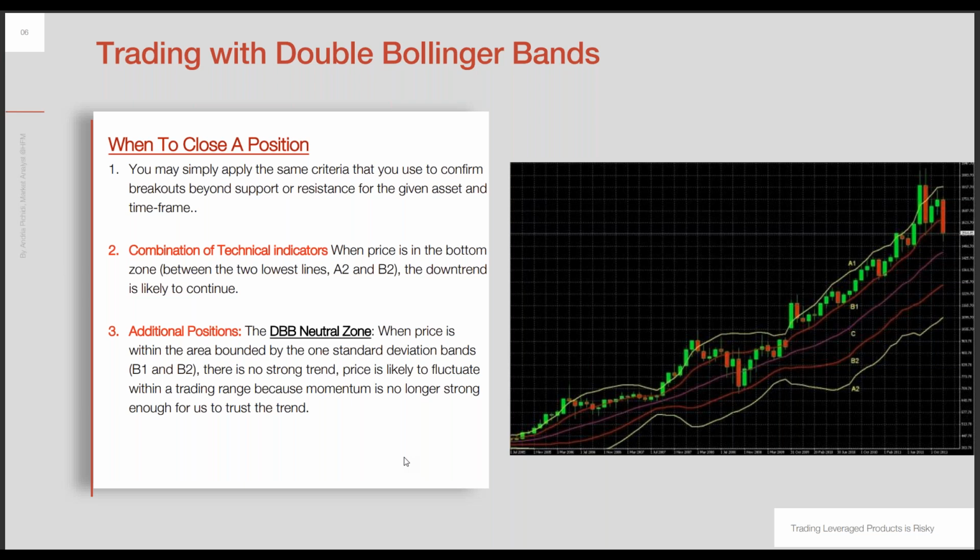Plus, when you want to close a position, you may apply the same techniques that you're using to confirm a breakout beyond the support or resistance level. You might use your technical indicators. Earlier I demonstrated the Fibonacci extension for spotting my potential target levels. Or you might use ATR.